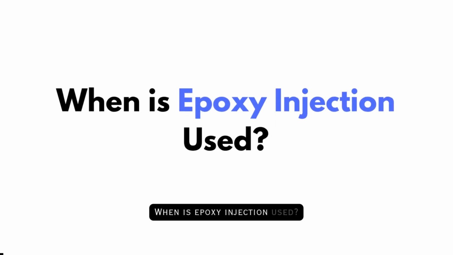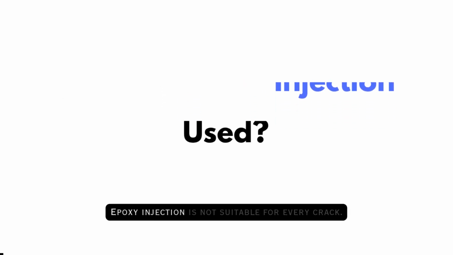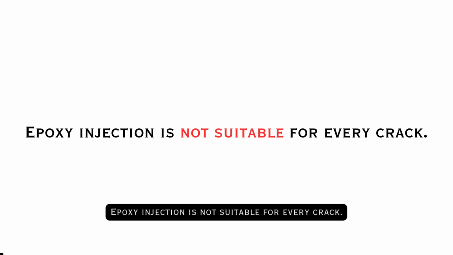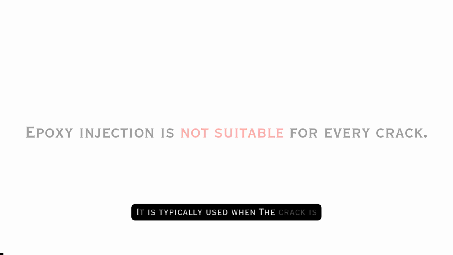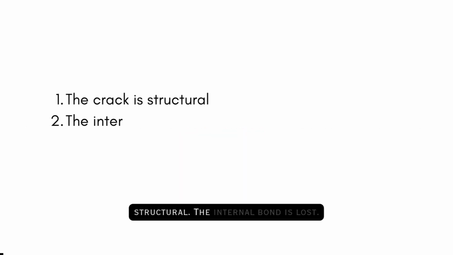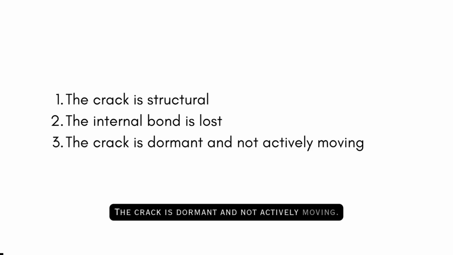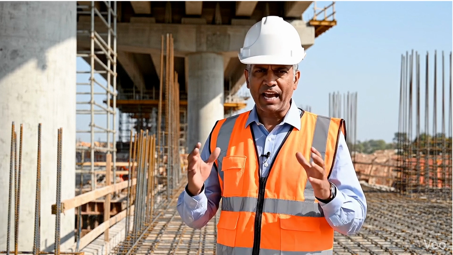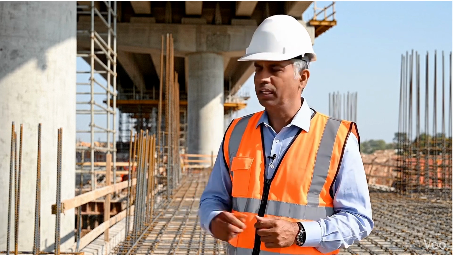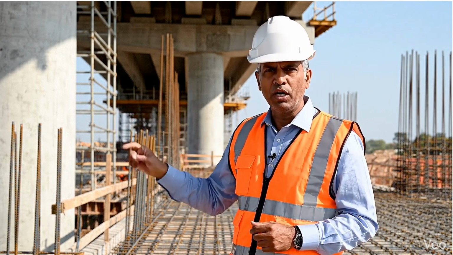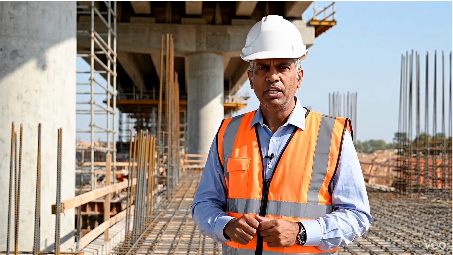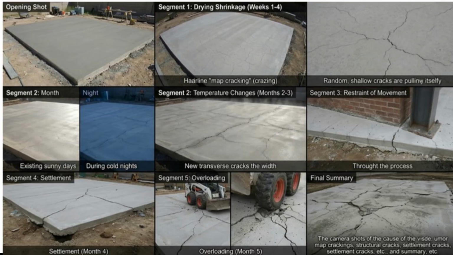When is epoxy injection used? Epoxy injection is not suitable for every crack. It is typically used when the crack is structural, the internal bond is lost, and the crack is dormant and not actively moving. If the crack is still moving, epoxy will fail. If corrosion is ongoing, the crack may reappear. So before any repair, the root cause must be identified and controlled.